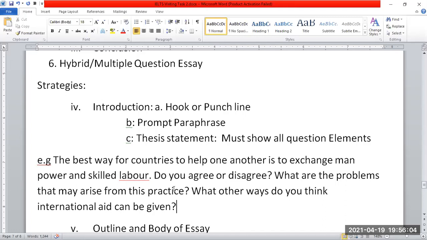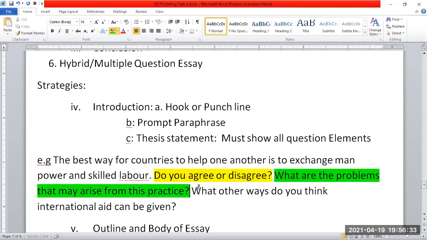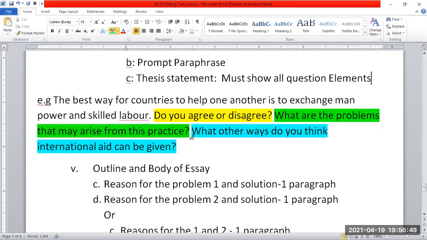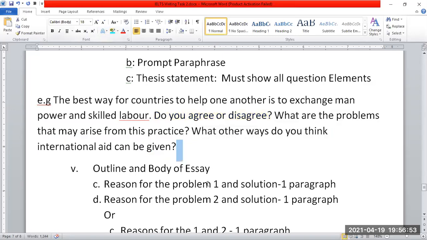So using this question, your thesis should be something like reflect all three. Question element one, question element two, and question element three. So in that case you have highlighted three question elements. So let's go on.